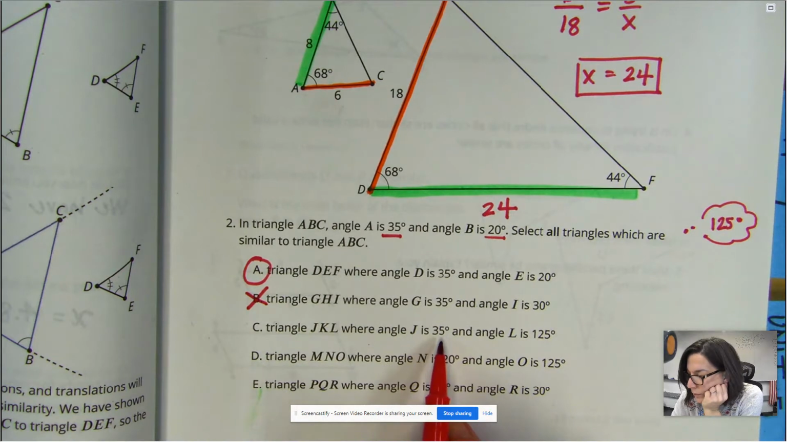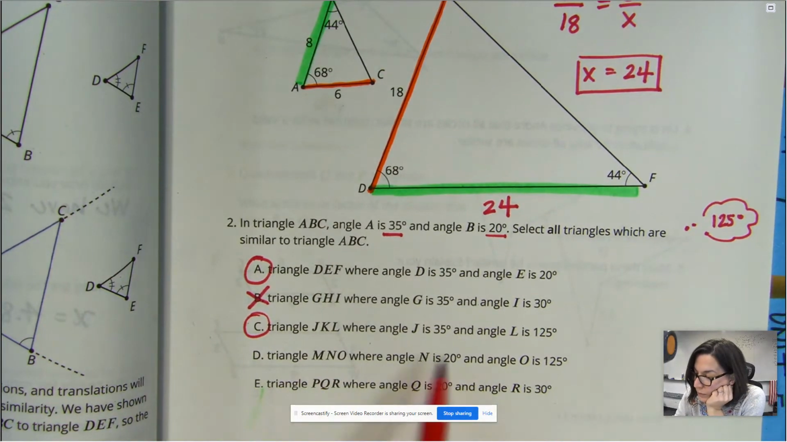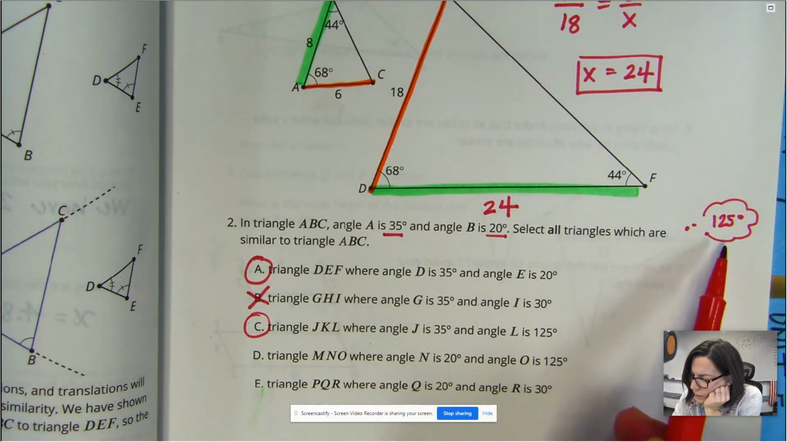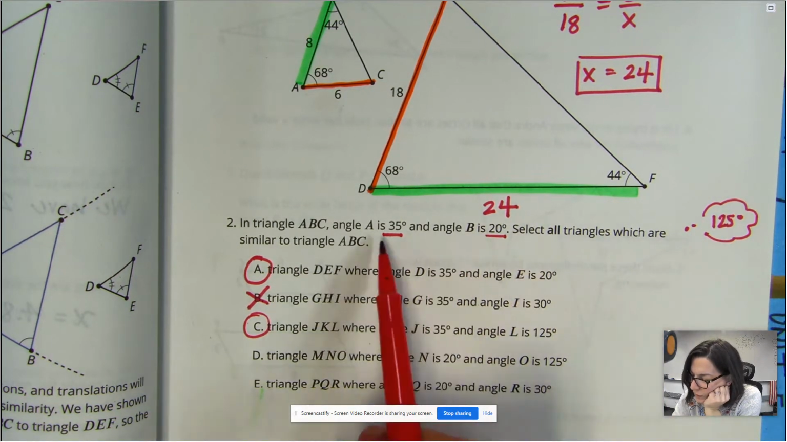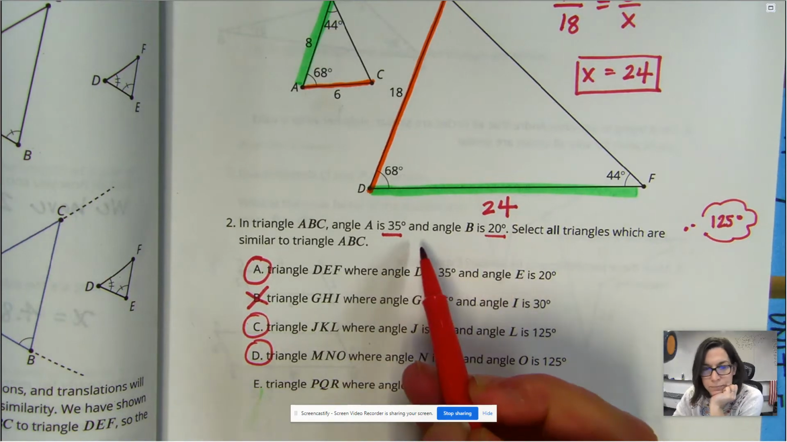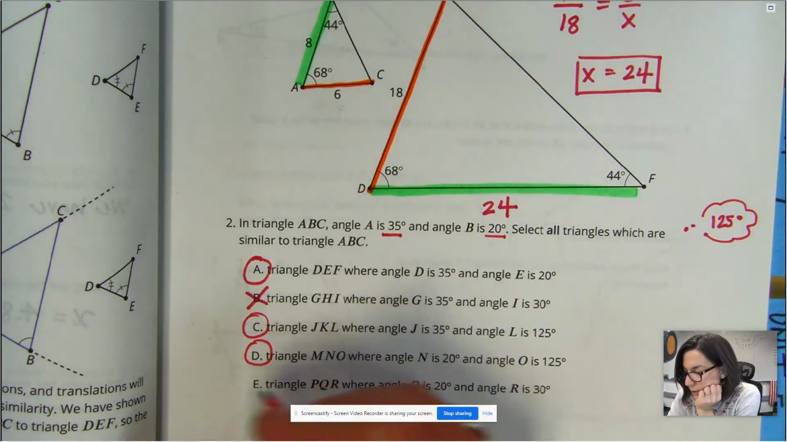Okay, 35 and 125, yes. So the other one would have to be 20 to complete the 180. So there is that other angle that would work by the triangle sum theorem. We have a 20 and a 125. Hey, there's the 20. There's the 125. Yep. It just left off the 35 degrees. And last, how about a 20 and a 30? No, that would not be good. So just A, C, and D.